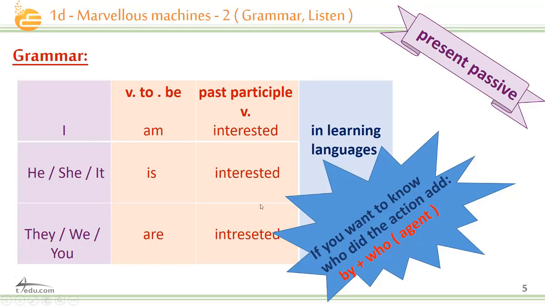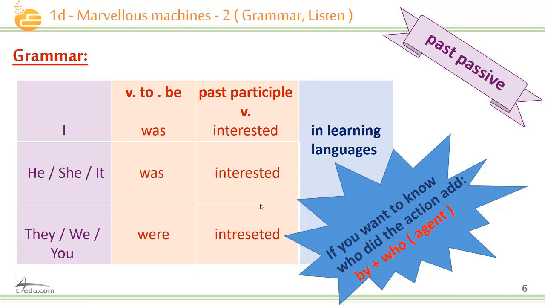Very good. So let's see the past passive. You say, I was interested in learning languages. So the past form of the verb to be is was. He, she, it was interested. They, we, you were interested. And we say the same here, that if you want to add the agent, you add by plus who.